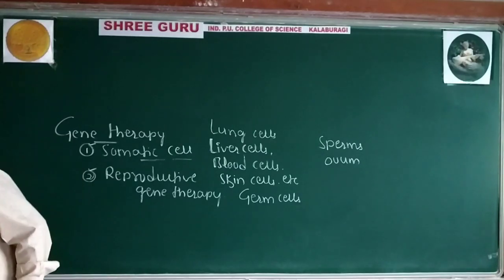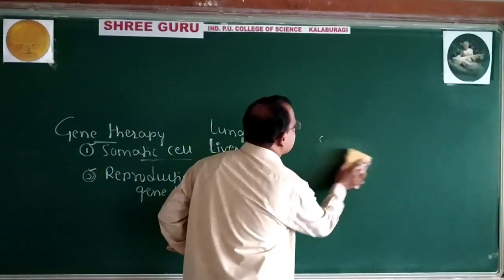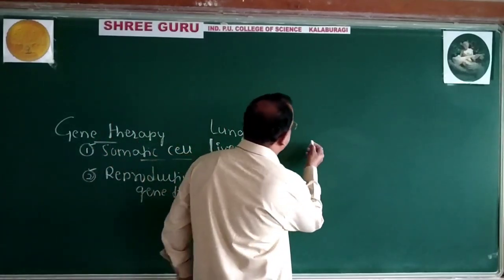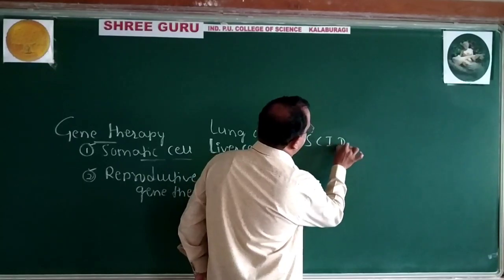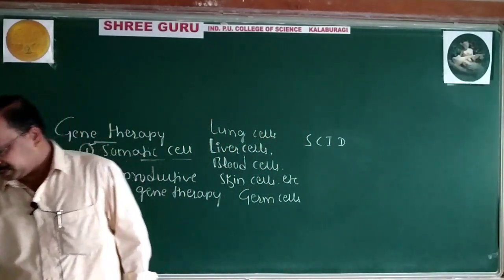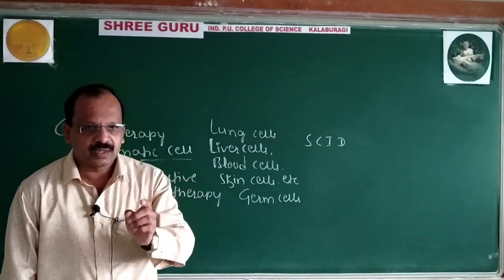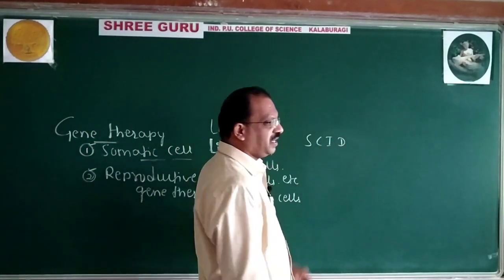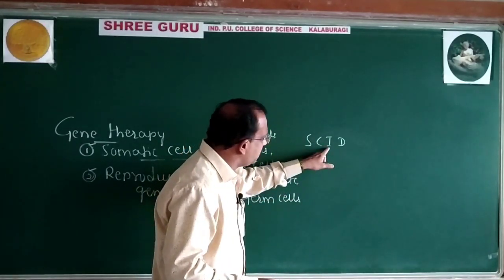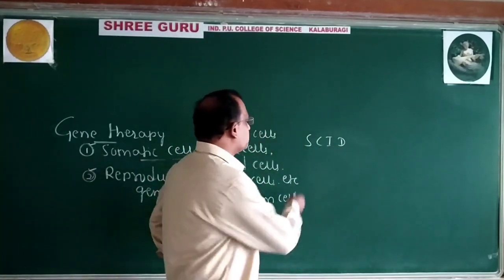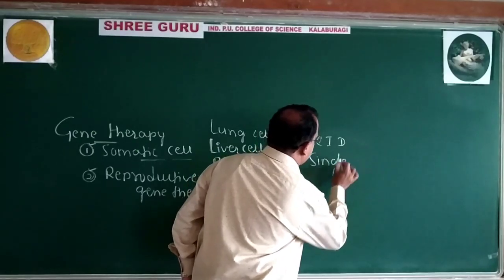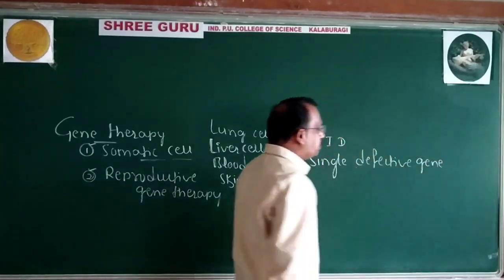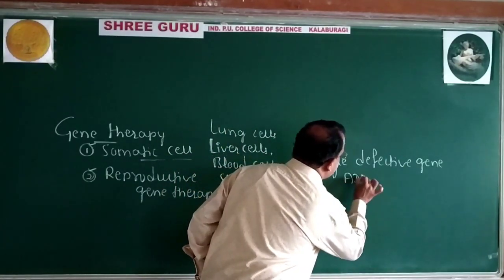First clinical gene therapy was given to a 4 year old girl suffering from severe combined immunodeficiency disease. Severe combined immunodeficiency disease is caused due to a single defective gene, or due to deletion of the gene that codes for adenosine deaminase.